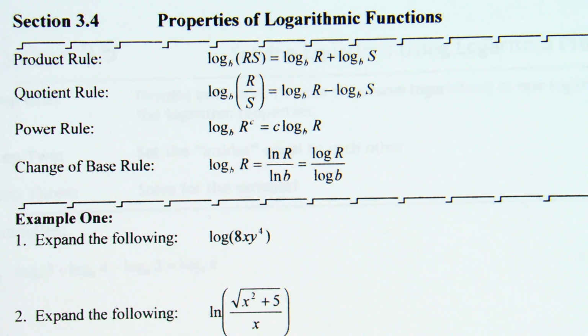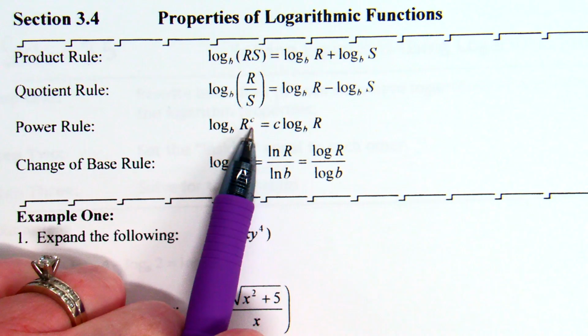The power rule. So what the power rule says here is if you have log base b of r to the c, we can rewrite that by taking that power, that exponent of c, and writing it out front. And again, that comes in handy quite a bit when you're solving equations.